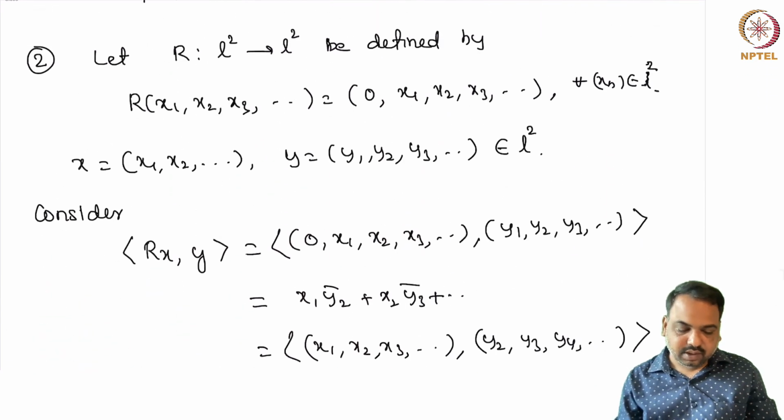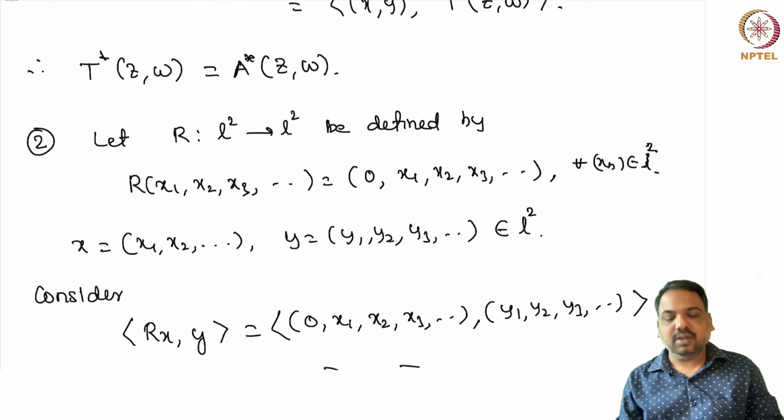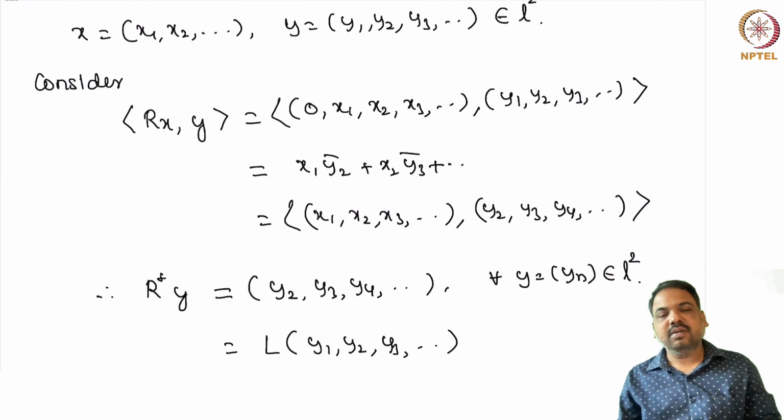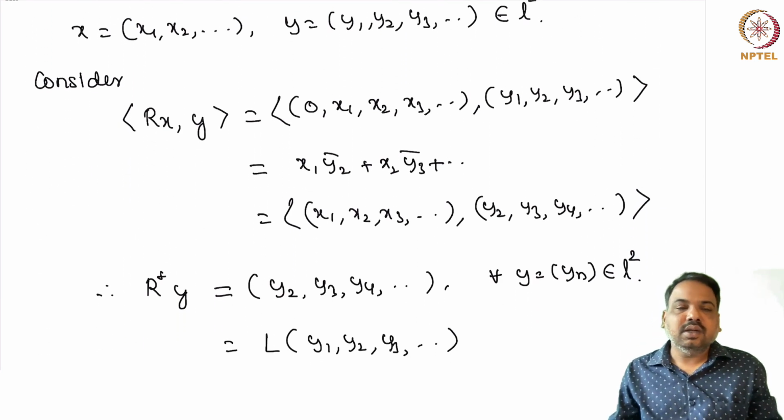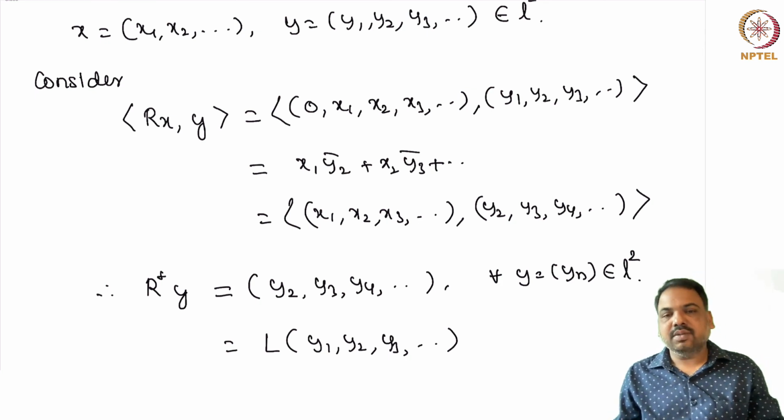So these are a few examples. In the next class, we'll be discussing how to compute the adjoint of an operator with more examples and some more interesting properties of the adjoint of an operator. We'll stop here. Thank you.